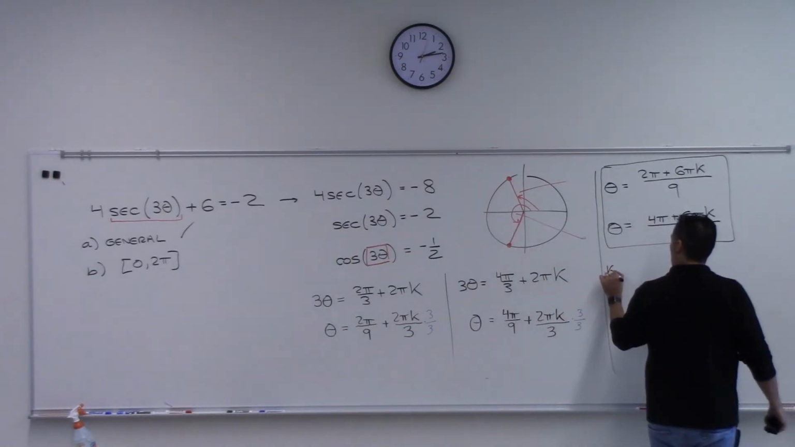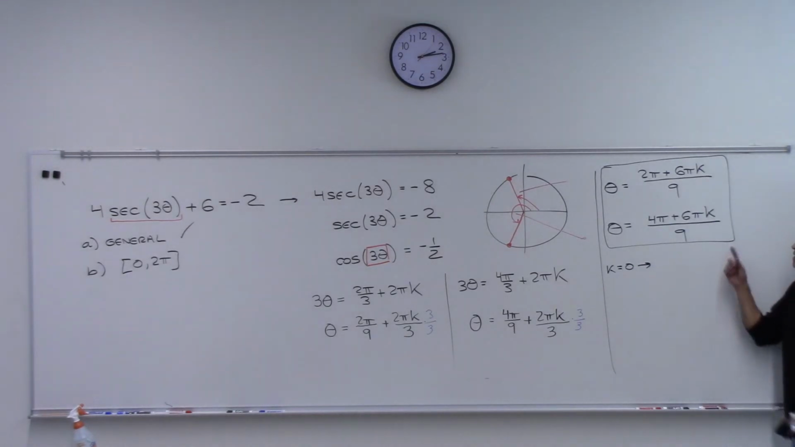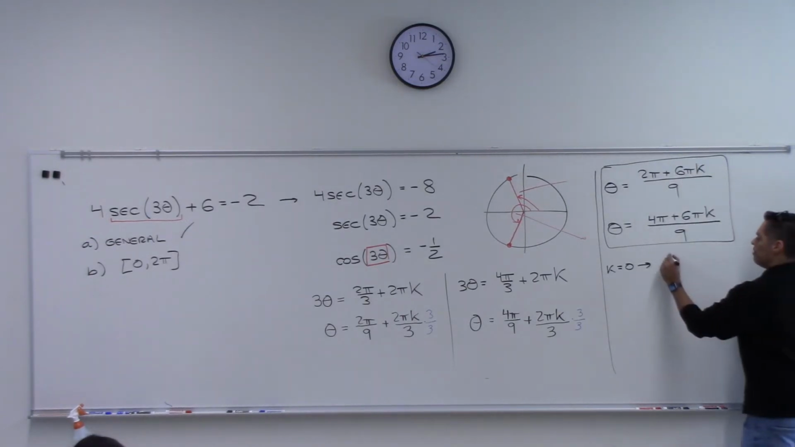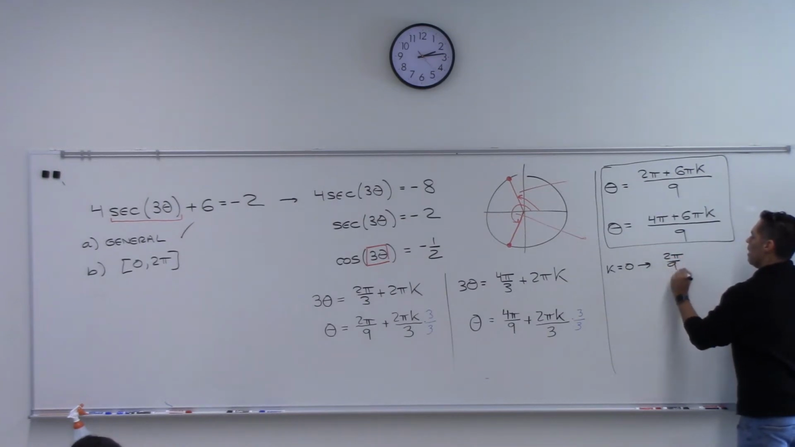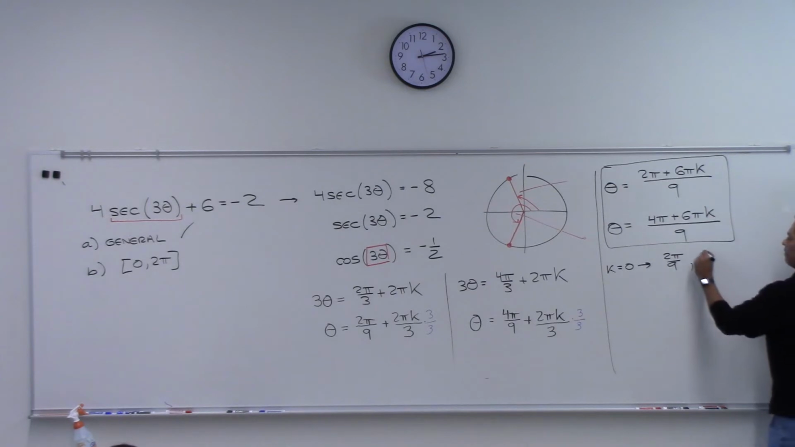If k is 0, let's see what we get. Does anyone have a question up to this point, though? You all are all right? All right, so if k is 0, that's what? 2 pi over 9, right? So 2 pi over 9 is one answer. And then let's get this one also. If we do that, 4 pi over 9. We're not even close to being past 2 pi yet, right?